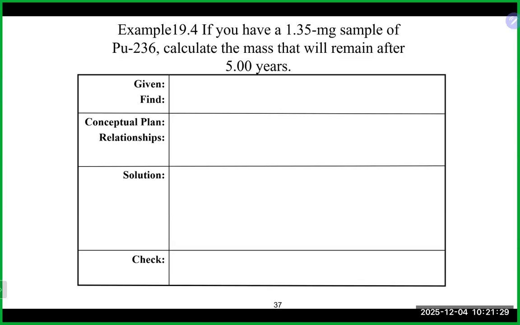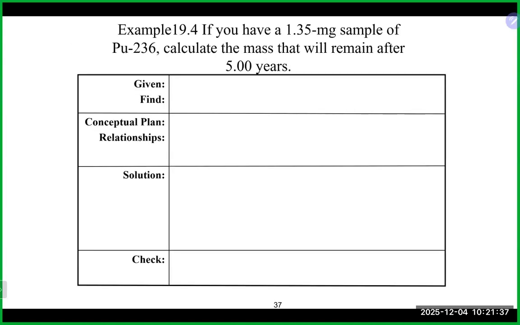So let's take a look at an example. If you have 1.35 milligrams of plutonium-236, calculate the mass that will remain after 5 years. I think the half-life is given to you here somewhere. Where did it go? It disappeared. Let me see if I can find it here.